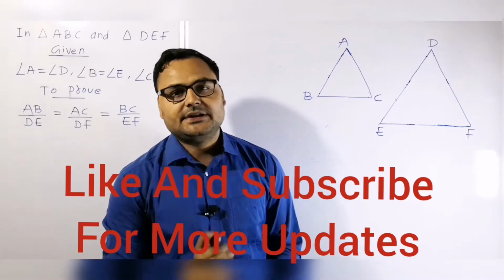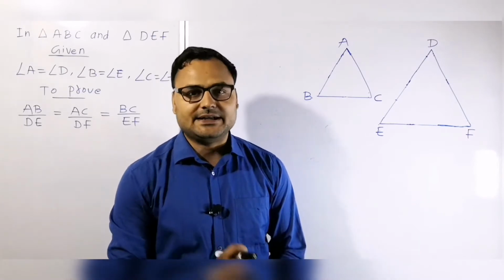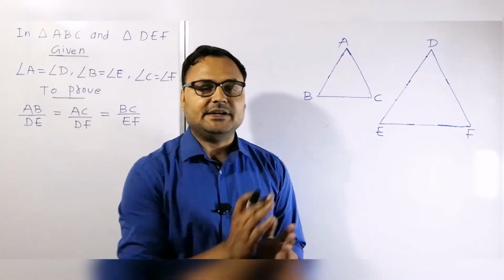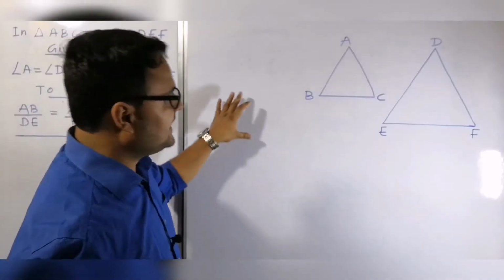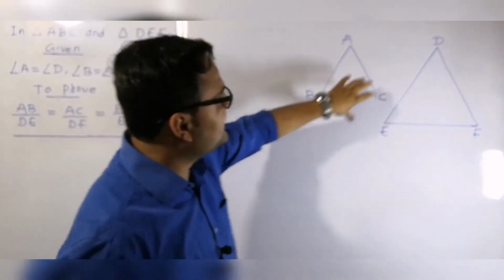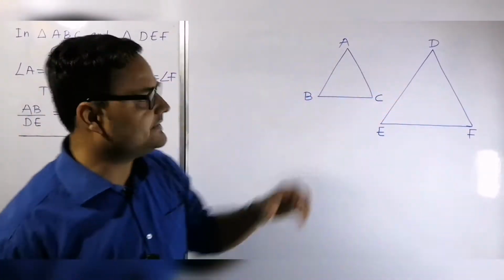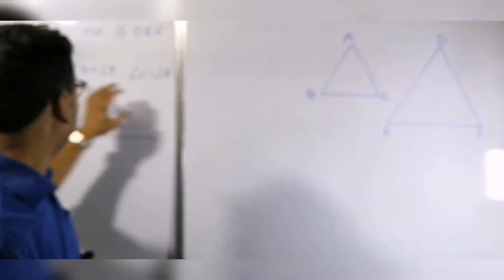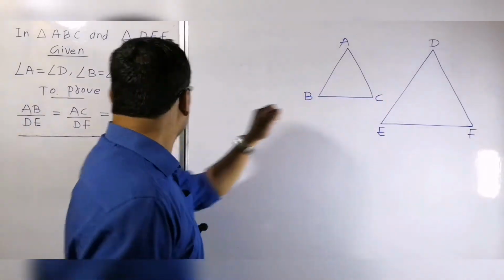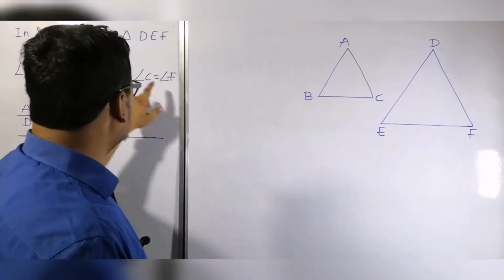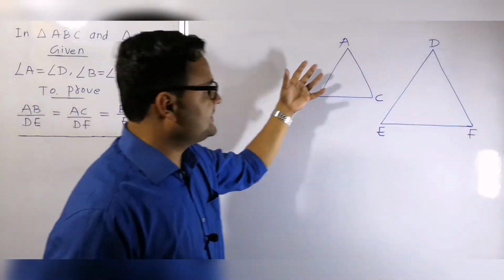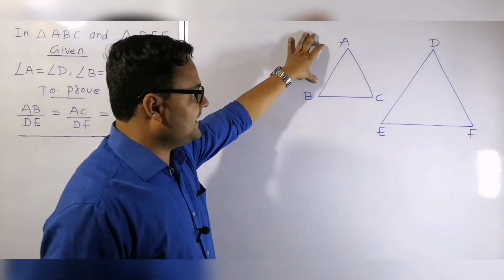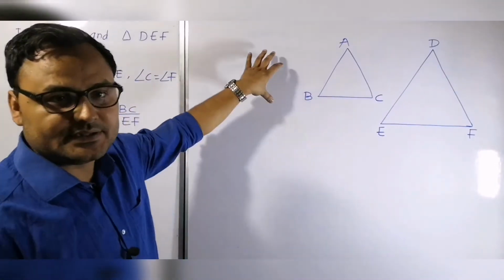Today we are going to do theorem 6.3 from class 10 NCERT maths textbook, and it is angle similarity. Two triangles, like in triangle ABC and triangle DEF. In these two triangles, the corresponding angles are equal, like angle A equal angle D, angle B equal angle E, and angle C equal angle F. The corresponding angles are equal. So we have to prove that the corresponding sides are in the same ratio or in the same proportion.